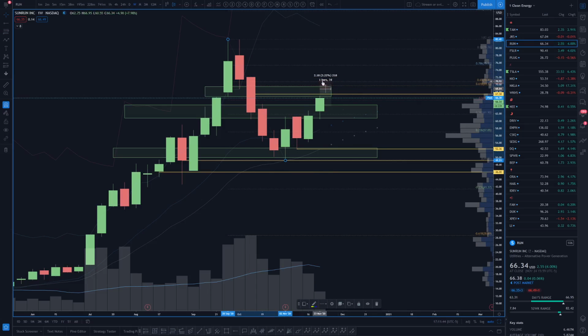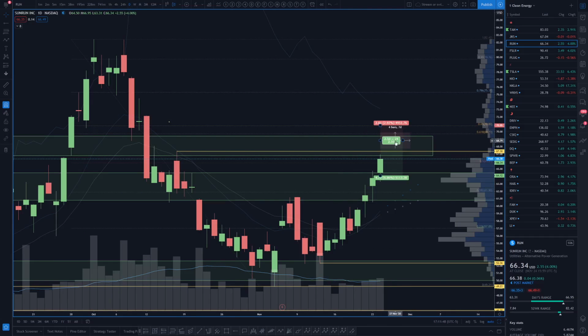Approaching the golden zone right there. So maybe we even raise it up a bit. And again, just making sure that any scales come in when the hourly is extended on our side.